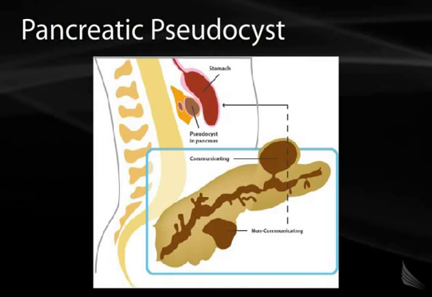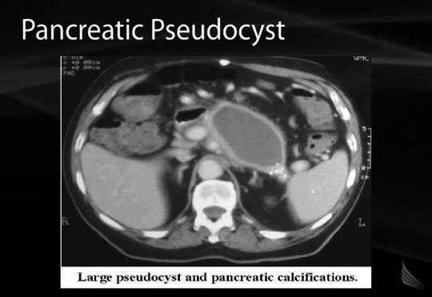The next diagram shows a pancreatic pseudocyst. This can be of two types, a non-communicating type or a communicating type. The CT scan shows a large pseudocyst with pancreatic calcifications. The pseudocyst can be seen as the large round circular collection, and at around 4 o'clock to the collection itself is what represents pancreatic calcifications. This is characteristic of chronic pancreatitis, as this calcification takes a long time to occur.